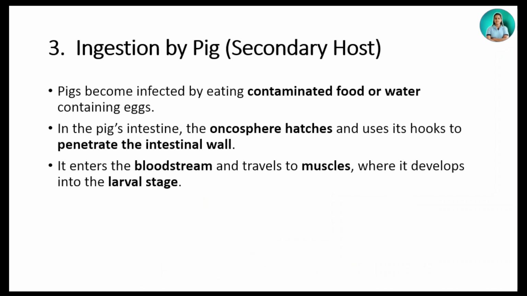The third stage is the ingestion by the pig, and the pig is the secondary host, as we know very well. The pig is infected by eating contaminated food and water containing eggs. In the pig's intestine, the oncosphere hatches and uses its hooks to penetrate the intestinal wall, and it enters into the bloodstream, through which it travels into the muscles, where it develops into the larva stage.